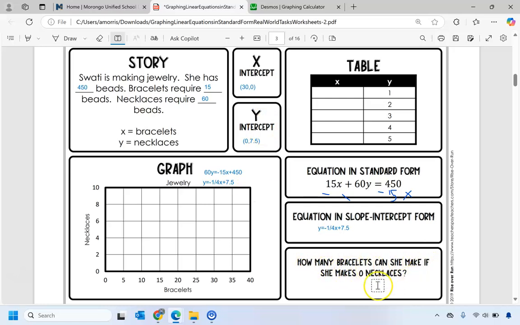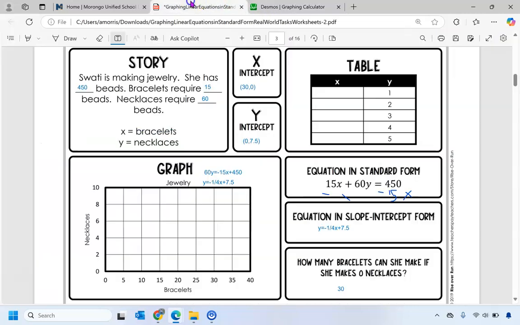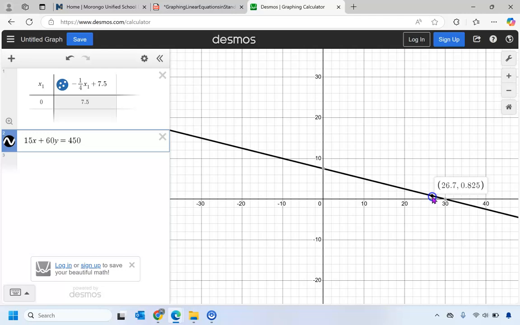So how many bracelets can she make if she makes 0 necklaces? That is going to be 30, okay? Now I'm going to look at Desmos to help me with this. So I'm looking for 1. When x is 1, y is 26. When x is 2, y is 22, okay?